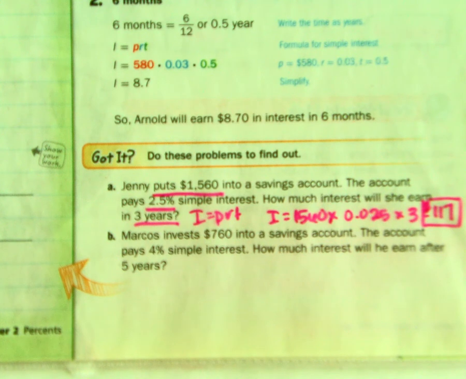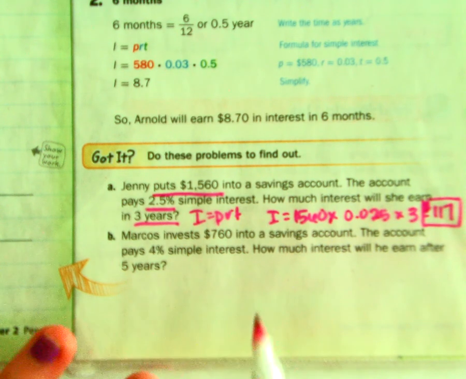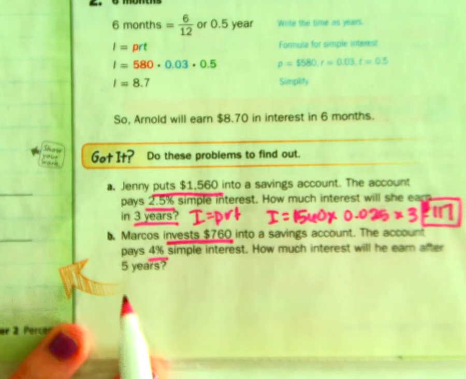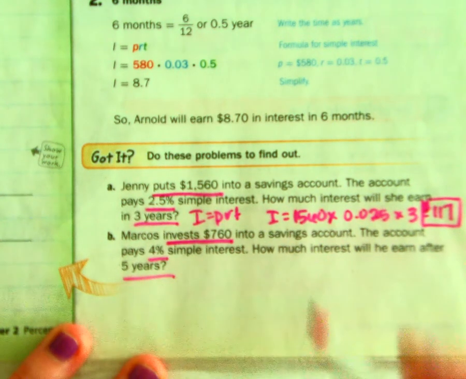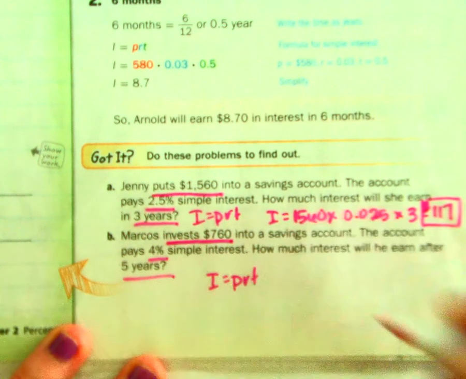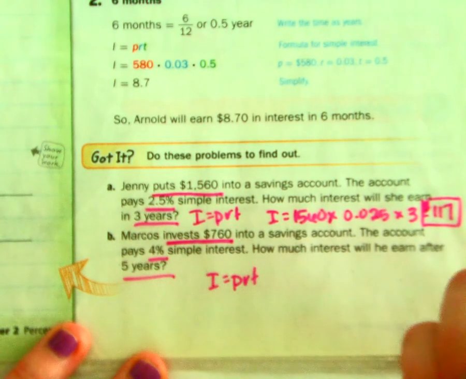Okay, example B. Marcos invests $760 into a savings account. The account pays 4% simple interest. How much interest will he earn after 5 years? So again, I pick out the pieces I know. We invest $760 at a 4% interest rate for 5 years. Then I start with my formula. Interest equals principal times rate times time. And again, I'm going to fill in the pieces that I know.